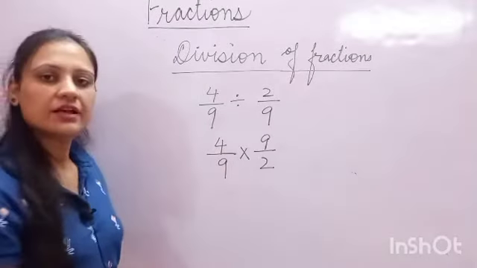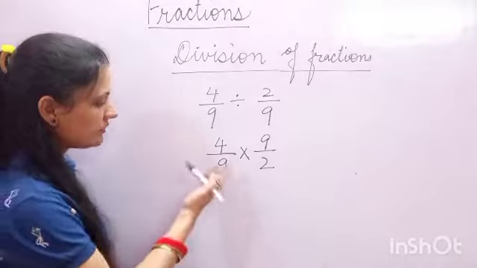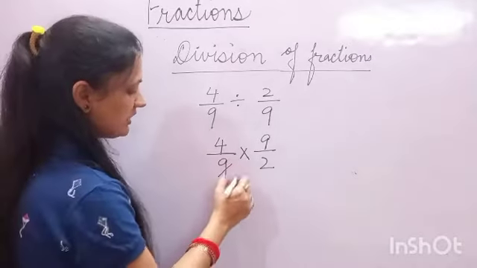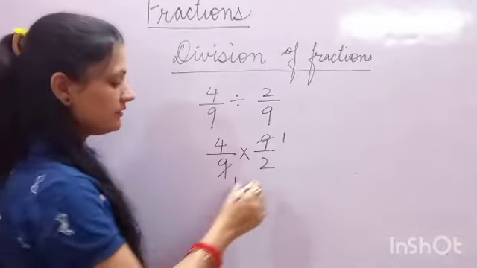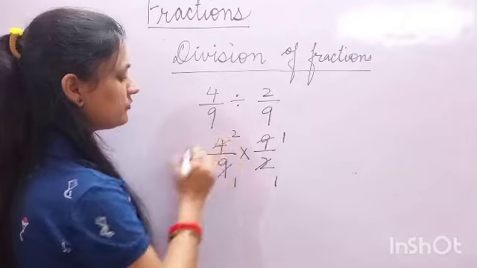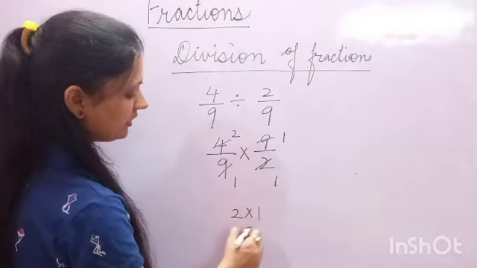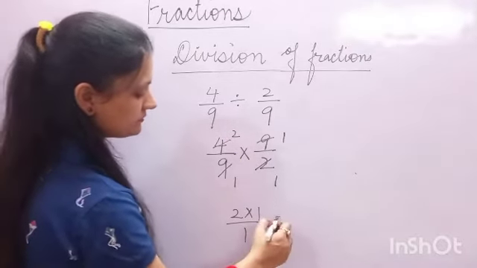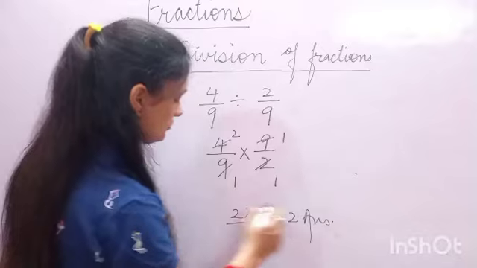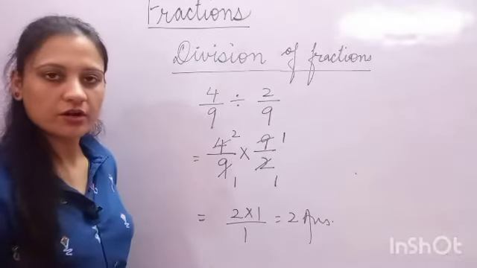Now simple, as we have done multiplication. Can anything be cancelled? Yes. 9 ones are 9. 9 ones are 9. 2 ones are 2. 2 twos are 4. So what are we left with? 2 multiply 1, and in the denominator 1 ones are 1. So our answer is 2. Is it simple or not?